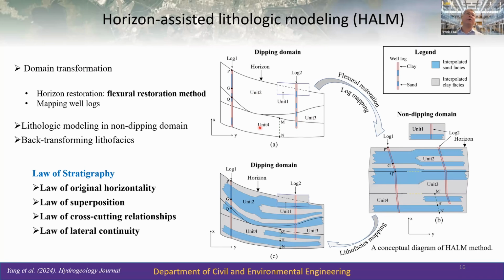And we have a method called flexural restoration to map it into the horizontal domain. We call it the non-dipping domain. We map the grid and the well logs into the non-dipping domain. Then we do interpolation. We can use geostatistics or other interpolation to create a geological model in the horizontal domain. Then we transform back to the dipping domain. That's how we create our lithological model in the real domain. So that's the HALM method. This is in cross-sectional view.